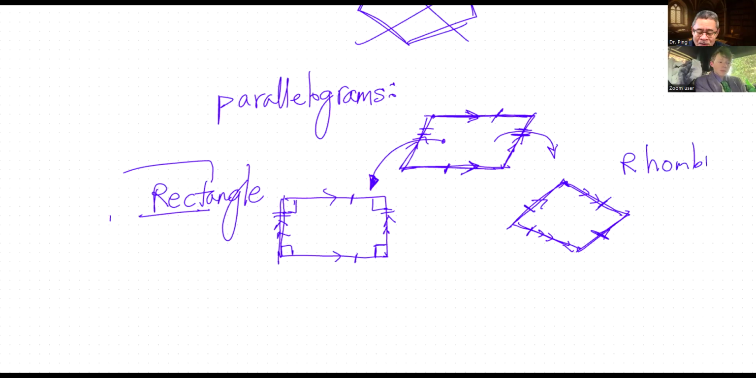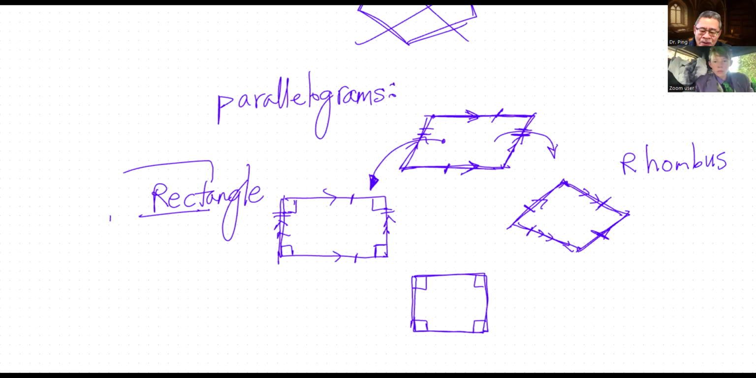Now we have all four sides the same, and all the angles are 90. And this one is called... Sorry, it's glitching. So we have this: all sides are the same length and all angles are 90 degrees.